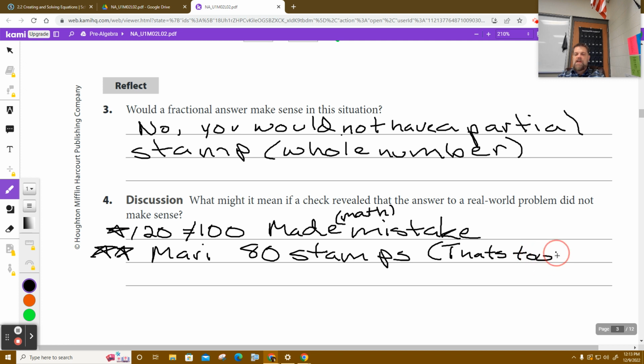So sometimes you'll crank through there and, what if you did the math and it said Mari had 800 stamps? Well, Mari wouldn't have 800 stamps if they combined had 100 stamps. Does that make sense? So somewhere you made a math mistake. And what causes that? Well, here, more than likely, your issue would be that your equation was wrong.